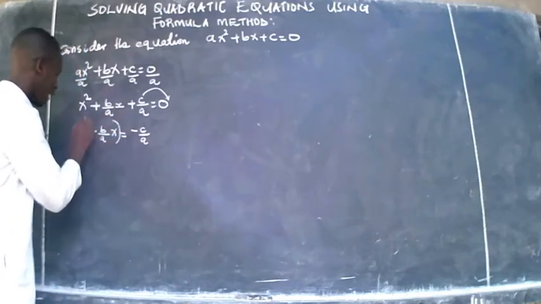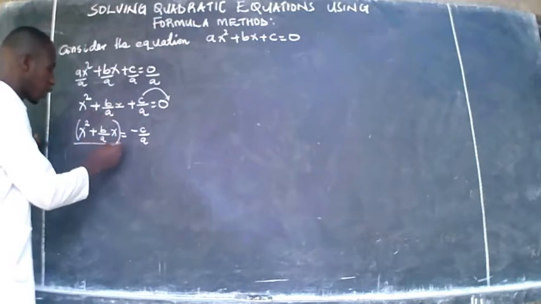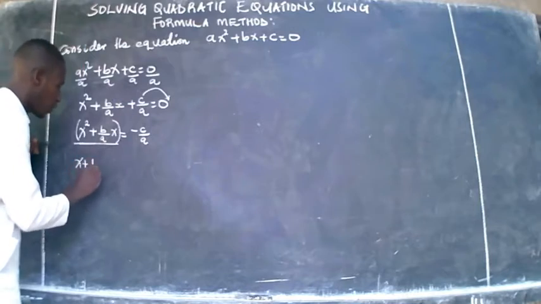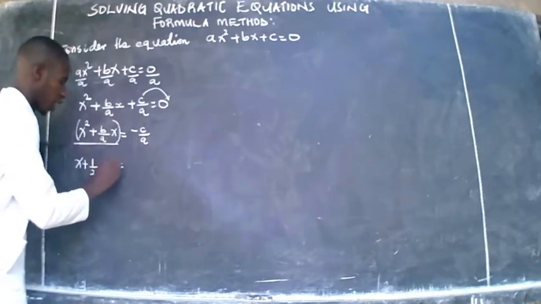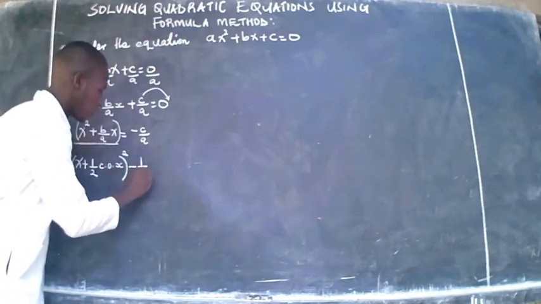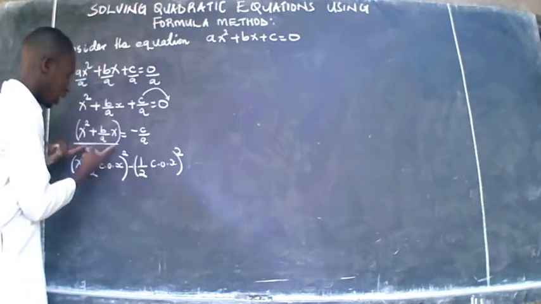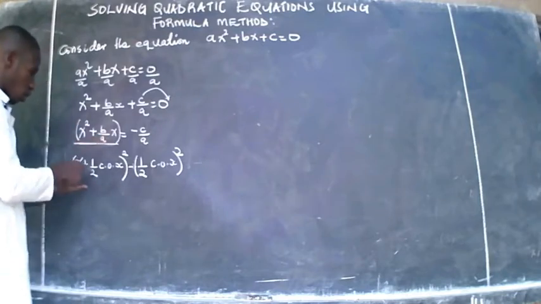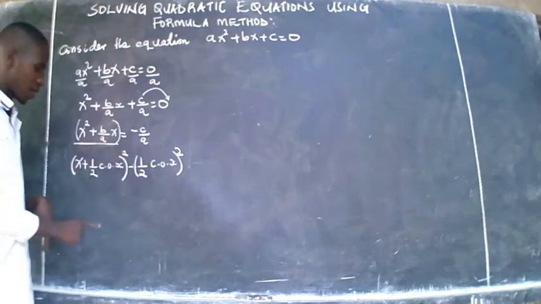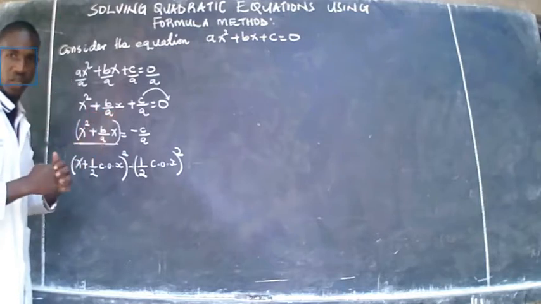We complete the square here now. After taking this to the other side, we complete the square. This remaining part is the same as x plus half the coefficient of x, squared, minus half the coefficient of x, squared. That is only this bracket. We are completing the square now.